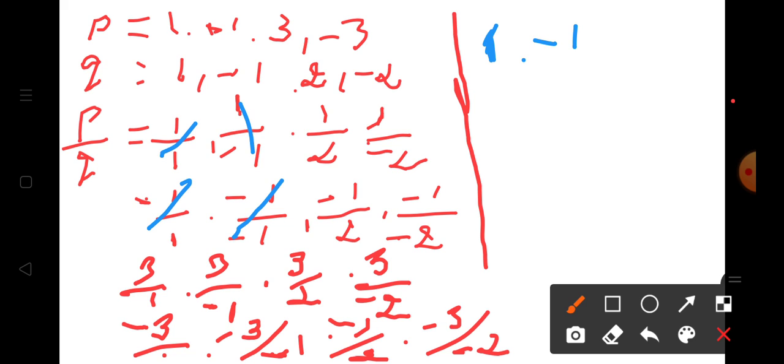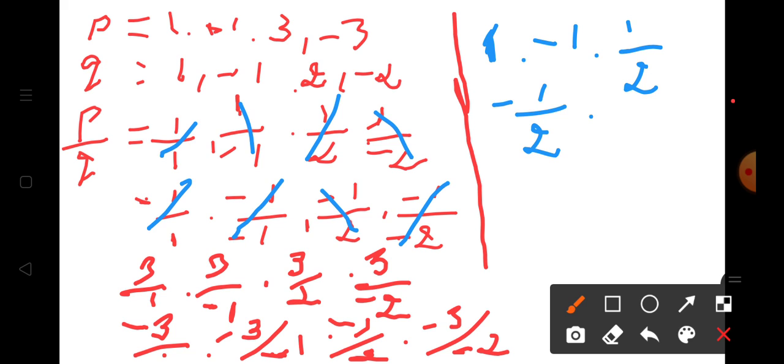Next 1 by 2. Here 1 by 2. Here minus 1 by minus 2. So minus cancelled. We write one time 1 by 2. Okay. Here only we write 1 by 2 only. Plus 1 by 2. Next here minus 1 by 2. 1 by minus 2 means minus 1 by 2. Here also minus 1 by 2. So we write only minus 1 by 2.